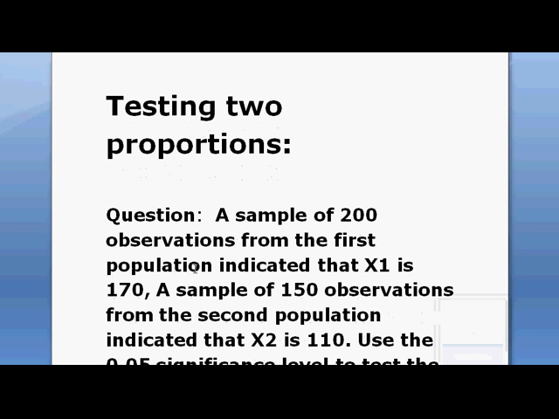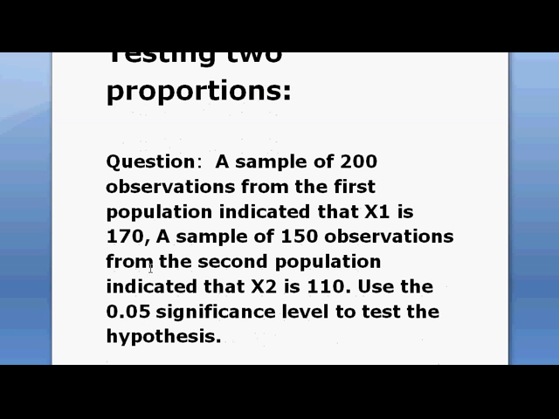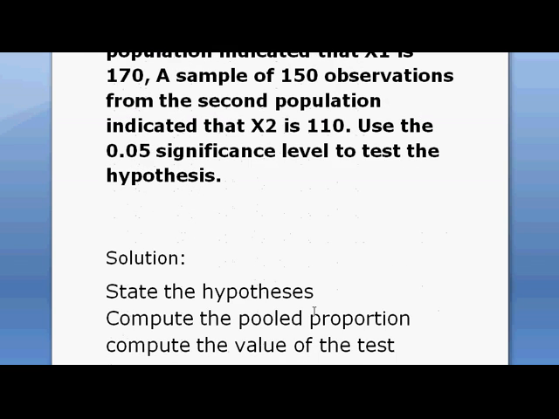So here the question is, a sample of 200 observations from the first population indicated that x1 is 170. A sample of 150 observations from the second population indicated that x2 is 110. Use the 0.05 significance level to test the hypothesis.